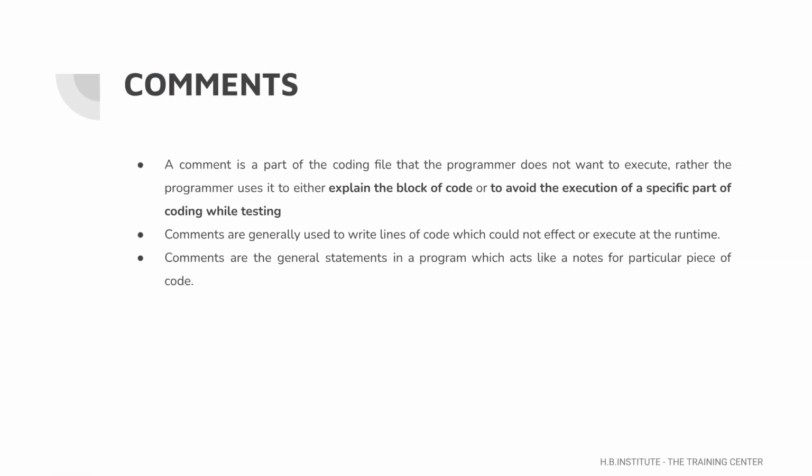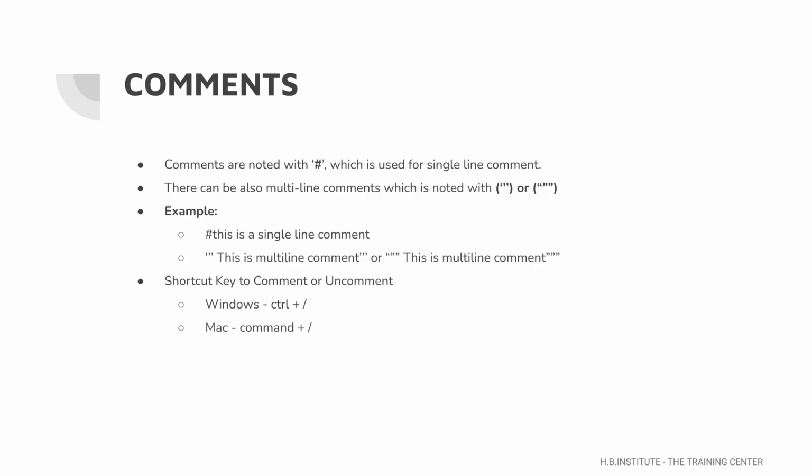Comments are lines in a coding file that the programmer doesn't want to execute. They are used to explain code or temporarily disable parts of it during testing. Single-line comments start with a hash symbol, #. Multi-line comments are noted with triple single quotes or triple double quotes. The shortcut key to comment or uncomment is Ctrl+/ for Windows and Command+/ for Mac.